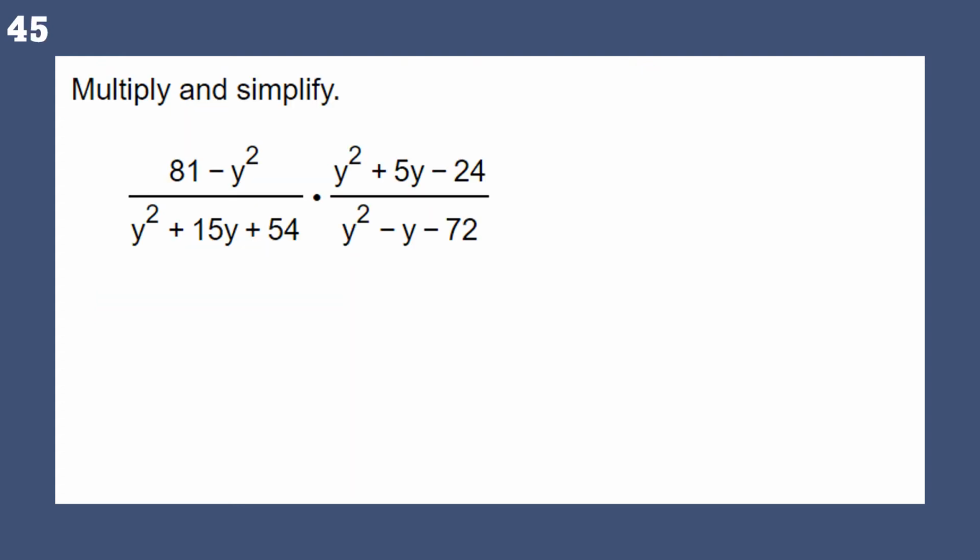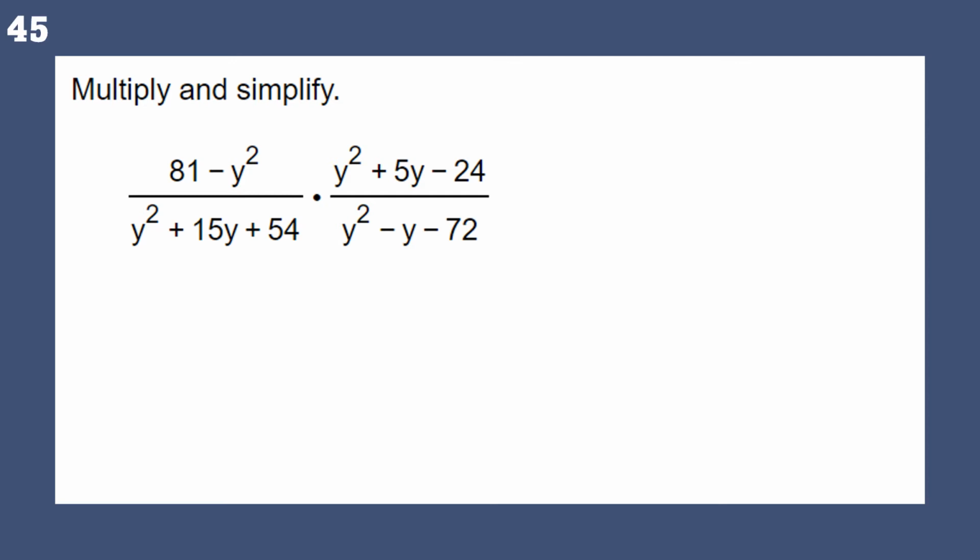Multiply and simplify. So we can do this a couple different ways. We could crunch them all together and then we could factor, and then we could cancel out, or we could factor and then cancel out and then crunch them together. I would rather factor first. And the reason is because if we crunch them together, we're essentially going to be adding steps that we don't need to do. This is almost already factored for us. So I'm going to factor each of my pieces.